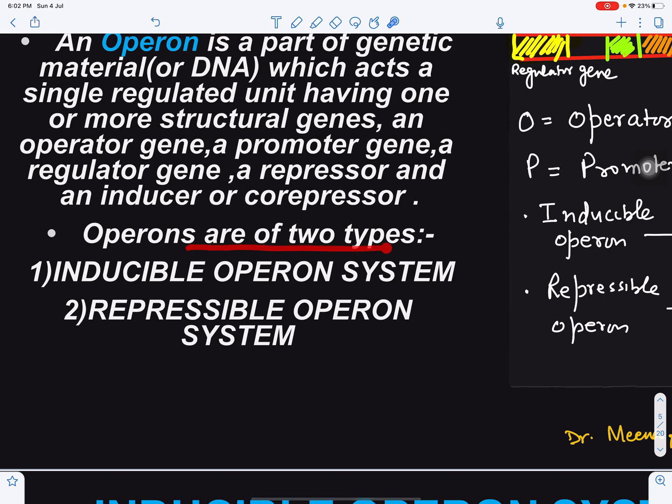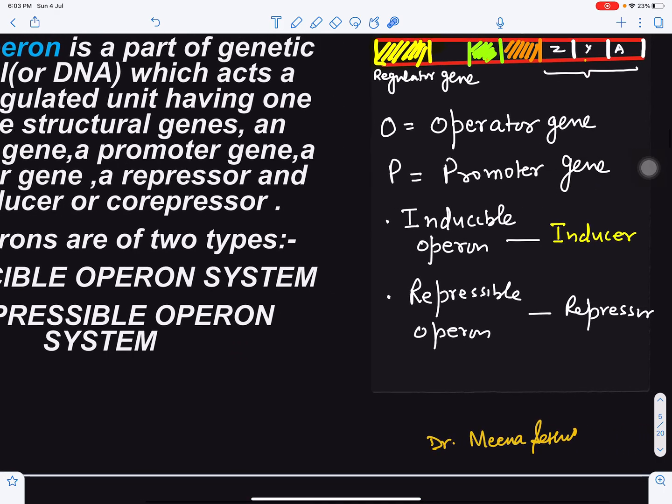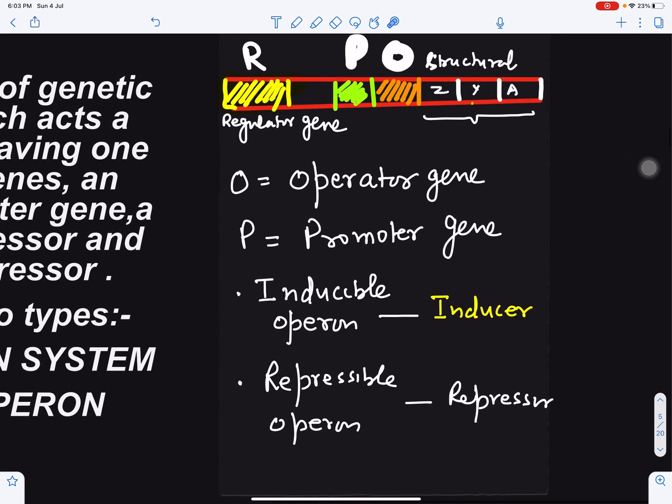Operons are of two types, inducible operon system and repressible operon system. When the gene is switched on in the presence of an inducer, this is called inducible operon system. And when the gene is switched off in the presence of a repressor, this is called repressible operon system. We can see here, this is the regulator gene, this is promoter, this is operator. These are structural genes. O is for operator gene, P is for promoter gene. An inducible operon requires an inducer which will start the metabolism. A repressible operon will be inhibited in the presence of a repressor. So this is called repressible operon system.